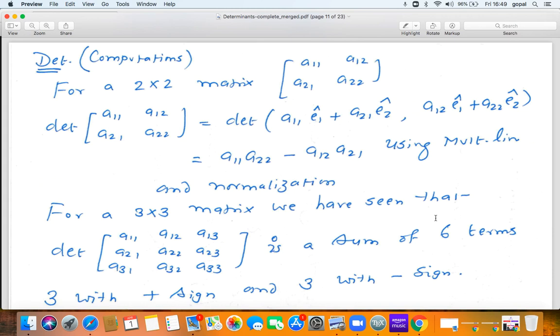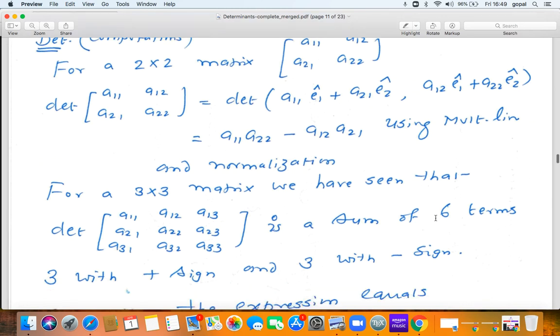So the terms are E1 cap, E2 cap and E2 cap, E1 cap. When you see E2 cap, E1 cap, make a swap and bring it to E1 cap, E2 cap. So you're going to get A11 A22 minus A12 A21, times the determinant of E1 cap, E2 cap. And that is 1. So you get the familiar formula for the determinant of a 2 by 2 matrix.